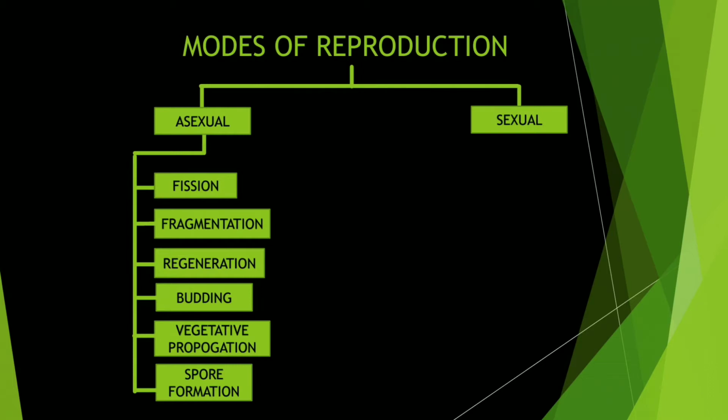Now the modes of reproduction are generally divided into asexual reproduction and sexual reproduction. Asexual reproduction involves only one parent, whereas sexual reproduction involves two parents, or the fusion of two gametes or more in some cases. But in this video, we are only going to cover the meaning of asexual reproduction, and we will see the different kinds of asexual reproduction.